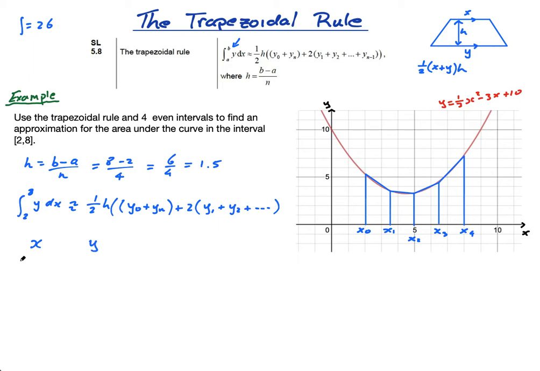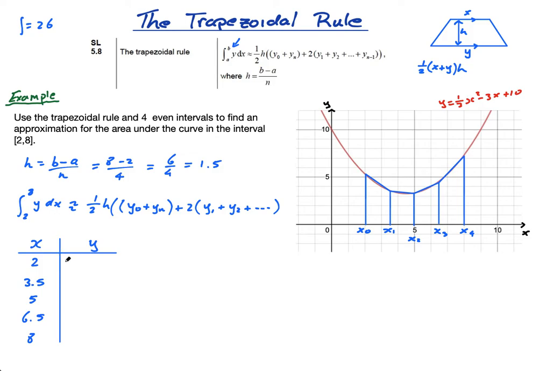So I'm actually going to make a little table here. When x is 2, what is y? Then when x is 3.5, what is y? Then when x is 5, what is y? 6.5, and then 8. This is my x0, x1, x2, x3, x4. So this will be my y0, y1, y2, y3, y4.